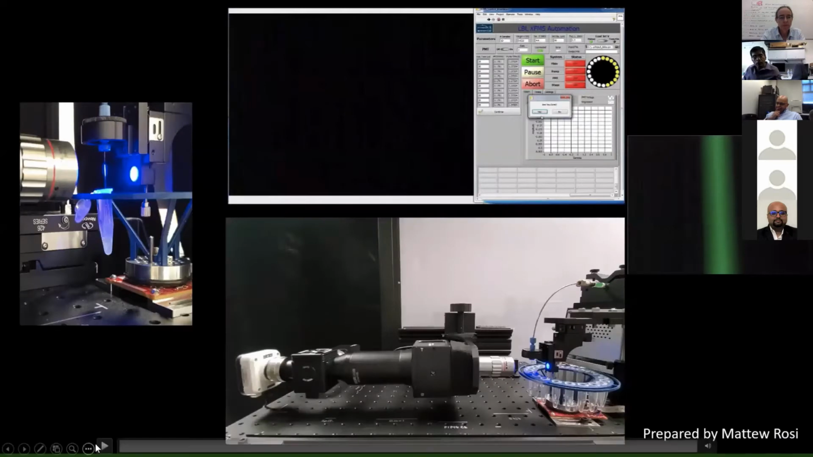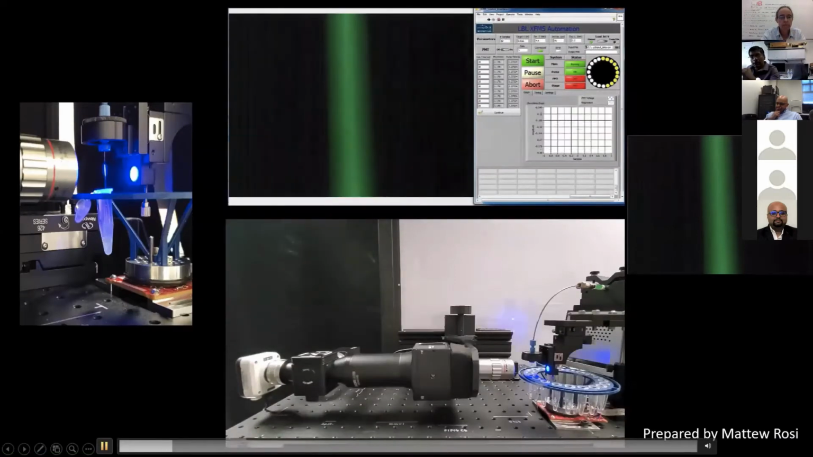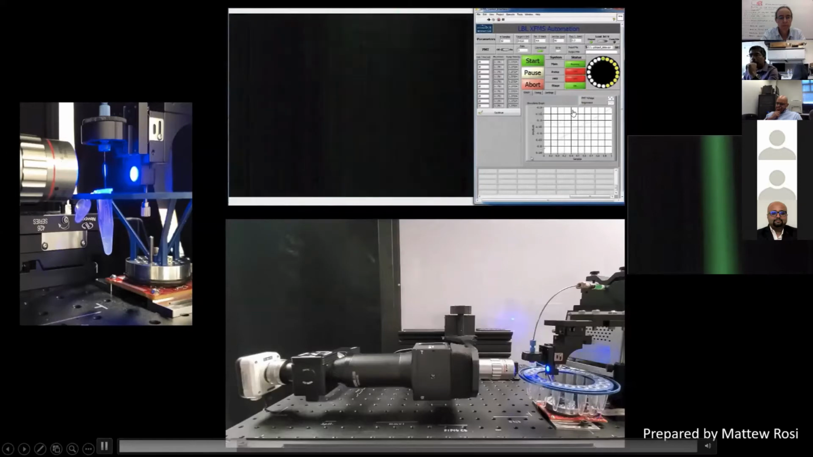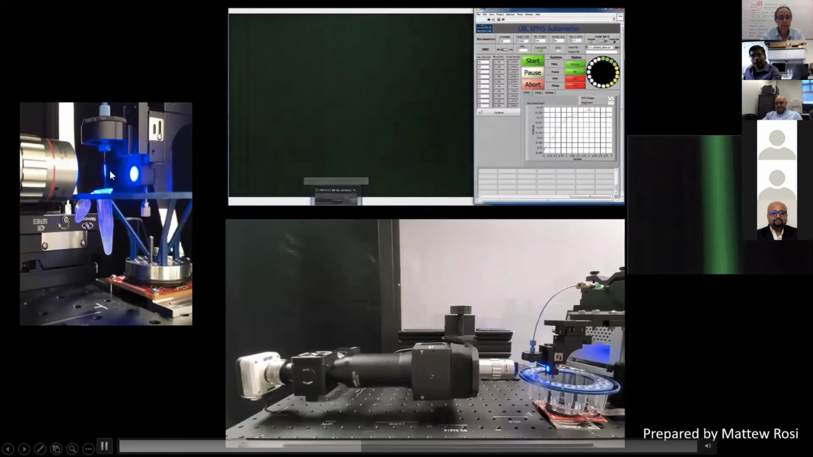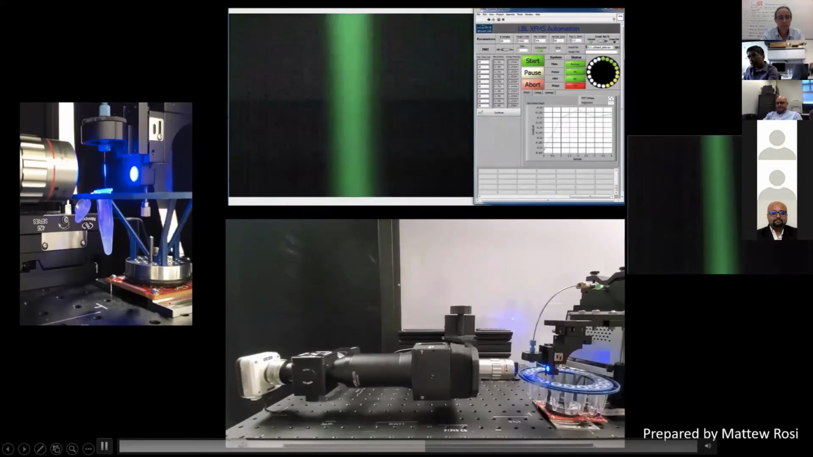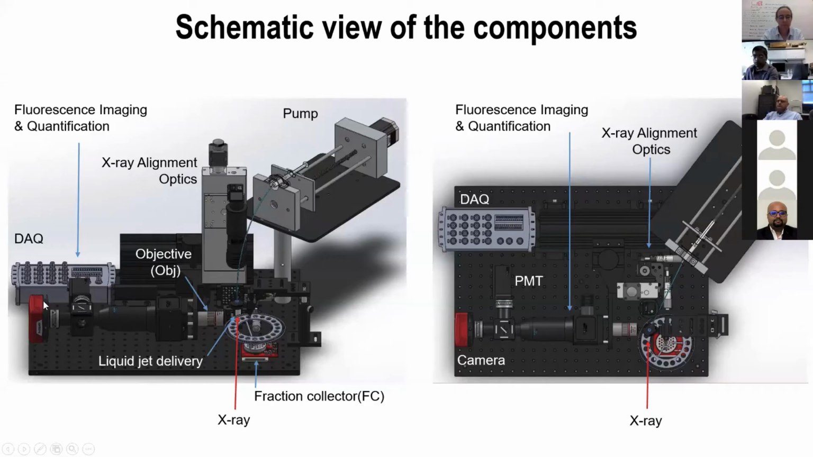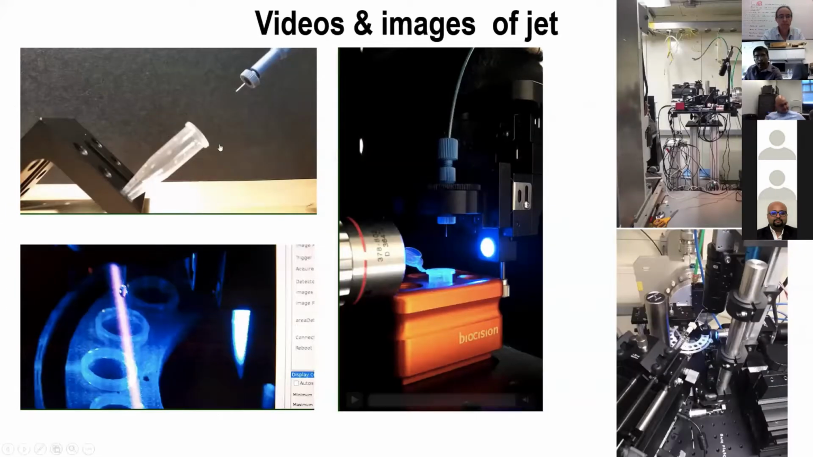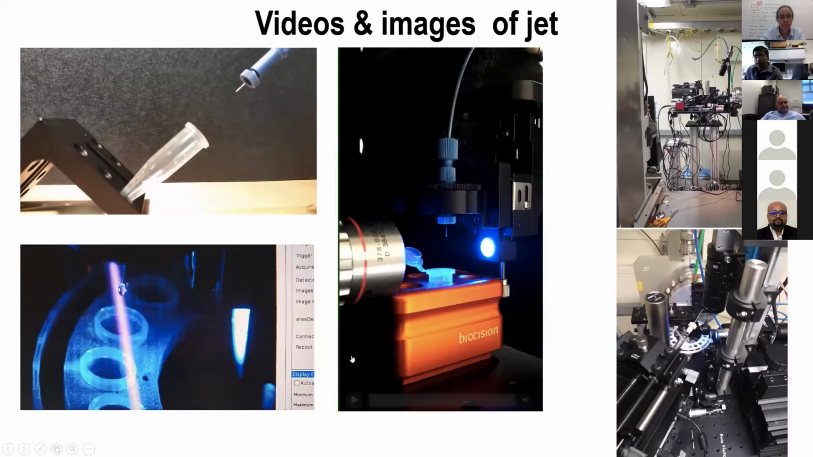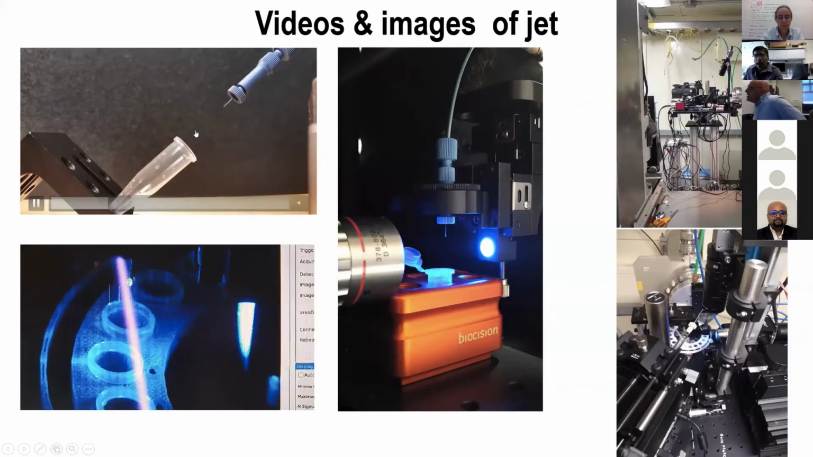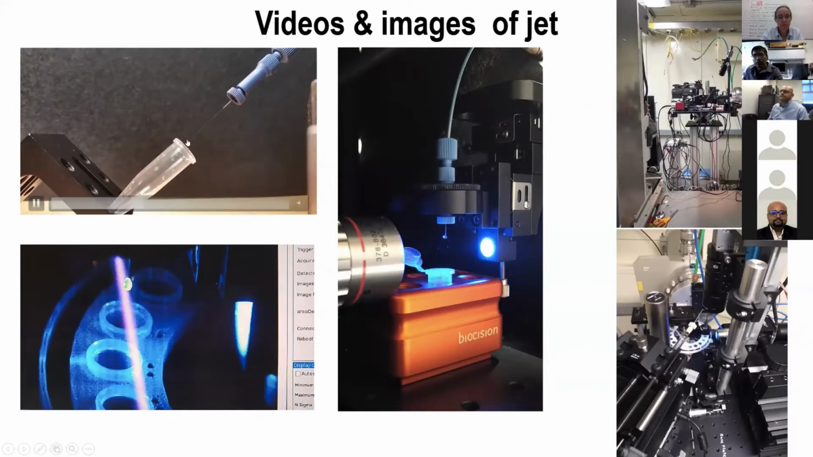So here's some video of that. We're expecting the jet. We're getting the side view of the jet, and this is a microscope image of 50 microns. This is the overall view of the configuration, which I will not go into detail about. If somebody is interested, I can share this slide. And again, some nice, pretty jets here. You can see how long the jet is stable.